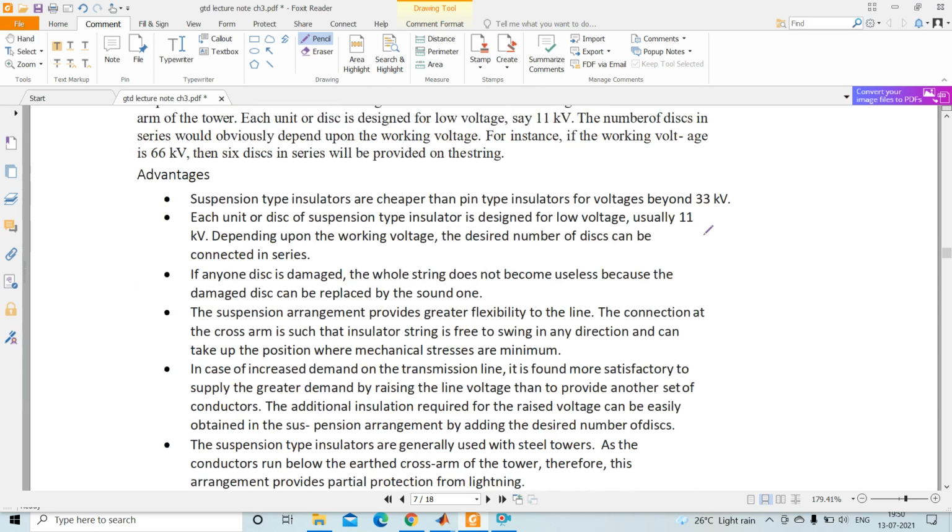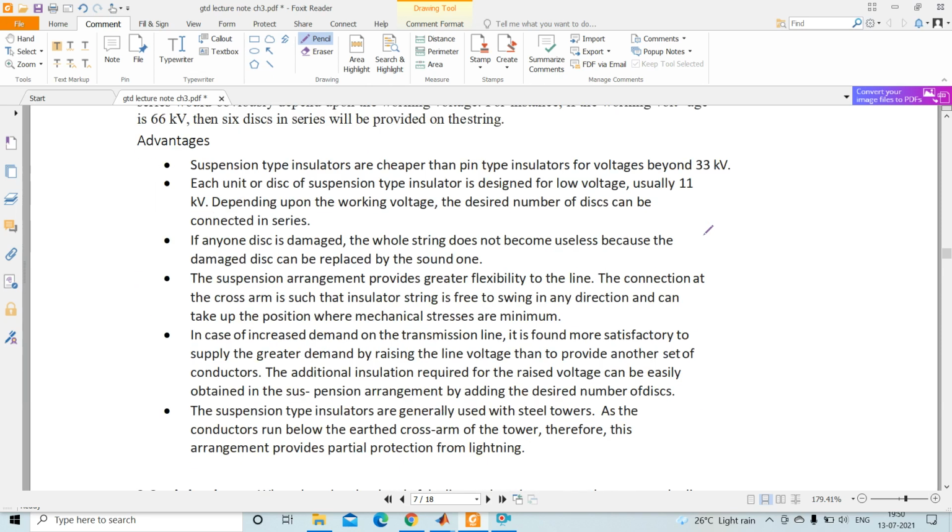So what are the advantages of this type of insulator? See, suspension type insulators are cheaper than pin type insulators for voltage beyond 33 kV, and each unit or disc of suspension type insulator is designed for low voltage, usually 11 kV. So depending upon the working voltage, the desired number of discs can be connected in series. If any one of the discs is damaged, the whole string does not become useless, because we can replace that faulty disc with a sound one.